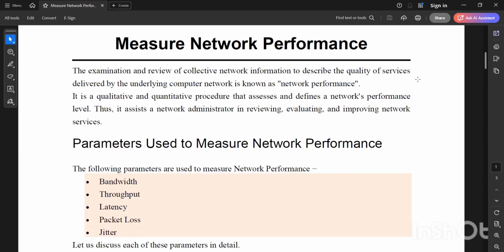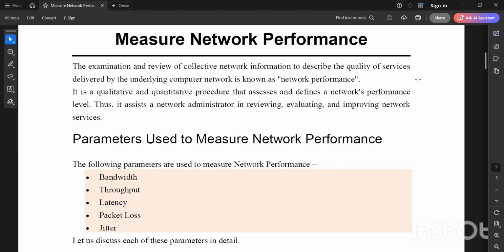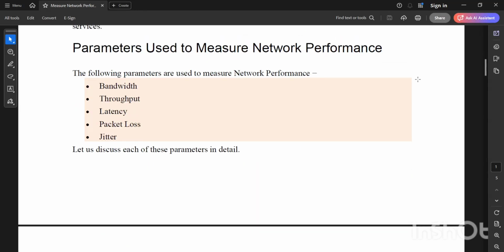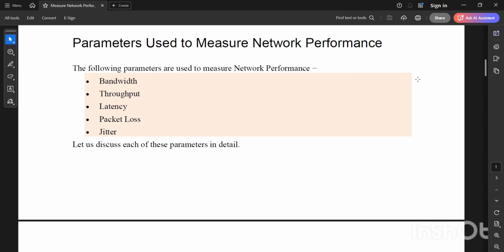So, basically, the network performance is nothing but the quality of information or data we are transferring, and the speed, and how much time it takes for the data to transfer from sender to receiver. The parameters used to measure network performance are bandwidth, throughput, latency, packet loss, and jitter.